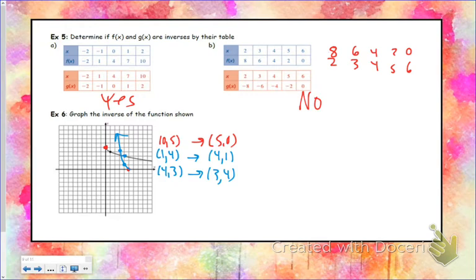Okay, so that's it for inverses. Again, the biggest thing about inverse, you switch the x and the y. The domain of the original is the range of the inverse, and the opposite way around. The range of the original is the domain of the inverse.